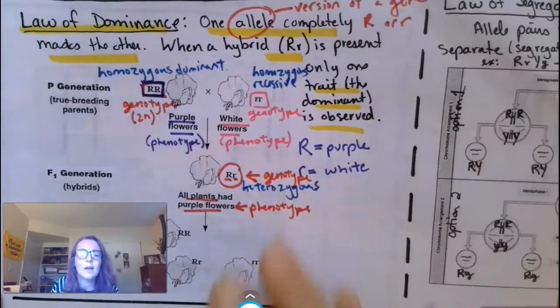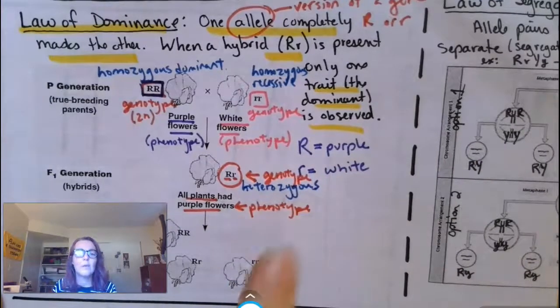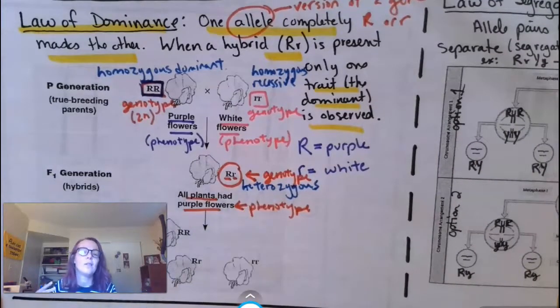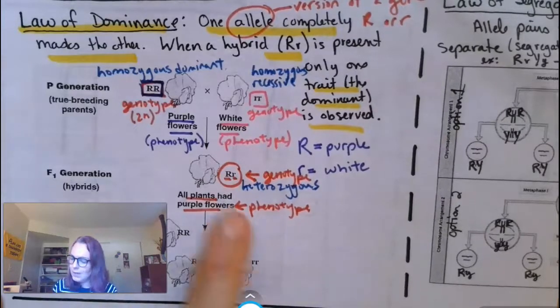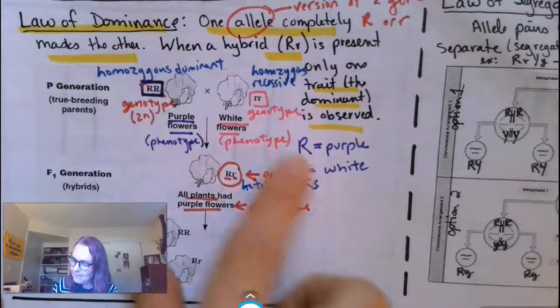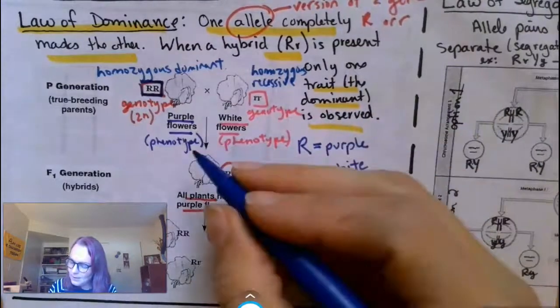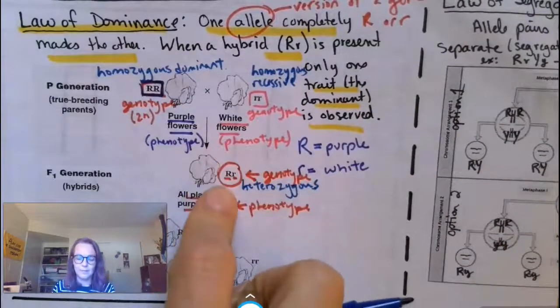You need to know this because often when they ask genetics questions, they won't give you the genotype. They'll say this pea plant was heterozygous for purple flowers, and you would need to know that meant big R, little r. Okay, so the next thing we need to talk about, so right here, this all plants having purple flowers, this is showing you the law of dominance right here.